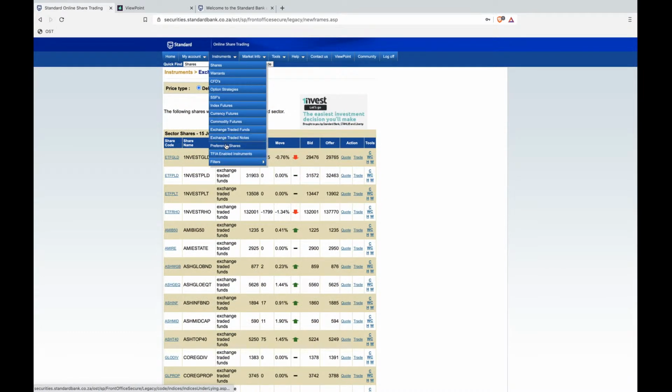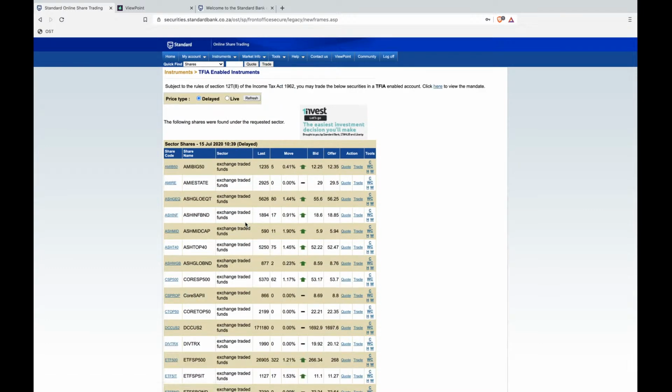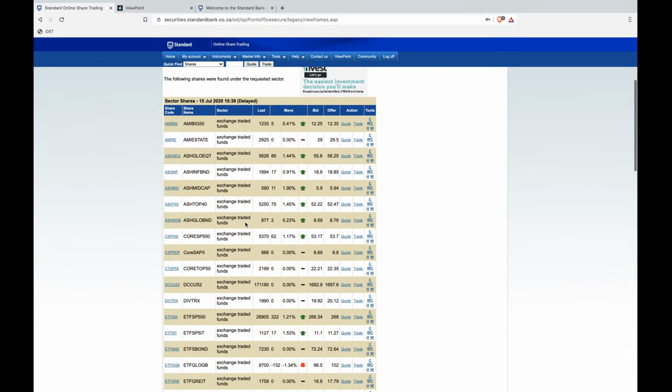Nope. The question then is, can those all go into the tax-free? No. So there is a TFIA-enabled instruments list, and that list is slightly smaller, with about 50 products listed on it, and these are the ones that are available. So, for example, it's ETFs only, and no commodity ETFs are allowed in here.